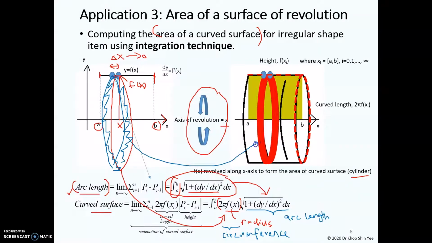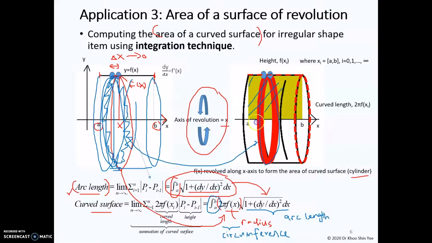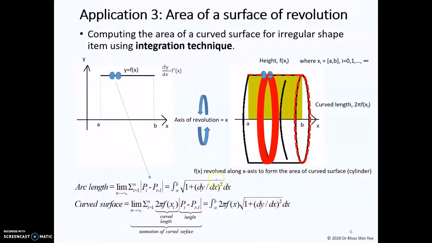Like this, where this is the front surface and this is the back surface of the cylinder. So if you continue to integrate from a to b, it means that you are taking the summation of all the curved surfaces from a to b. Then you should be able to obtain the total curved surface for the cylinder by using this formula. Make sure you master this.